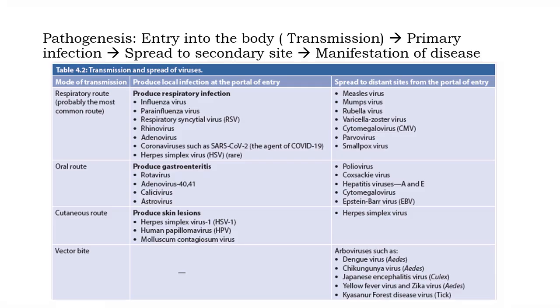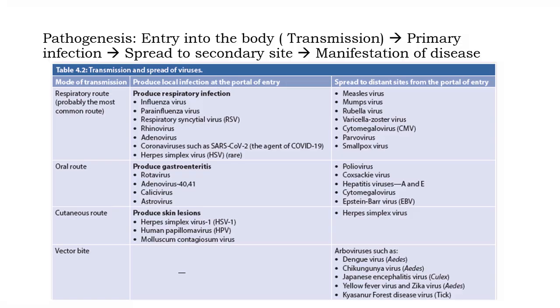Now let's talk about the pathogenesis, how the particular infection enters into the body. Once it enters, it can cause a primary infection, which can spread to a secondary site and then finally manifest as disease. If you look at the respiratory route, the most common ones causing infection at the site of entry are the influenza type of viruses, rhinovirus, adenovirus, COVID, HSV, etc.